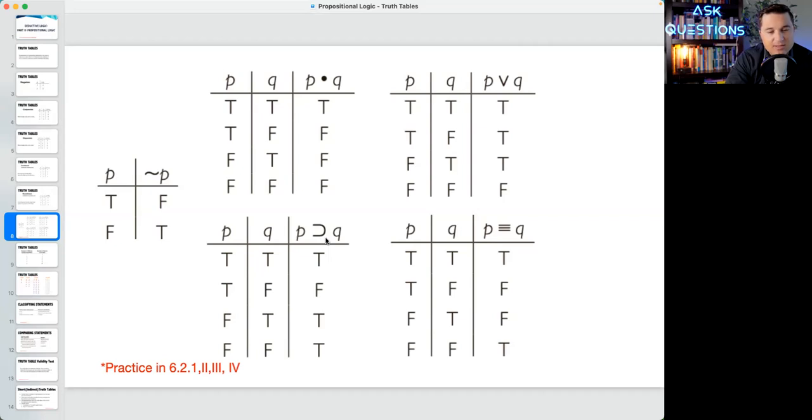With the if-then statement, the horseshoe, the only way that this can be false is when the antecedent is true and the consequent is false. Otherwise, the statement is true, even when both parts are false.